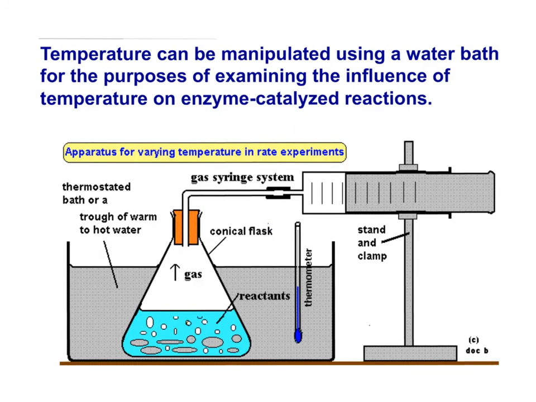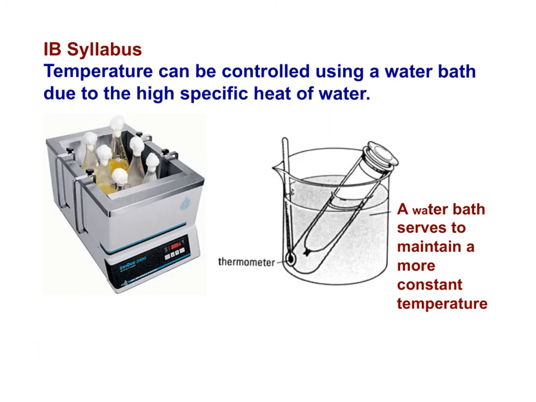Temperature can be manipulated using a water bath for the purposes of examining the influence of temperature on enzyme-catalyzed reactions. In fact, water baths can be used to control or stabilize the temperature of reactions because water has a high specific heat. Water, due to its cohesive H bonds, resists temperature change.